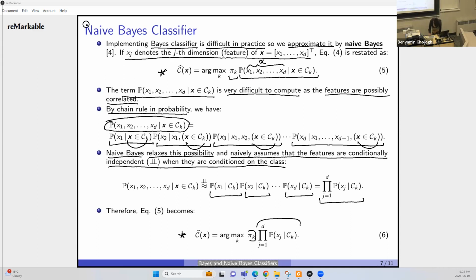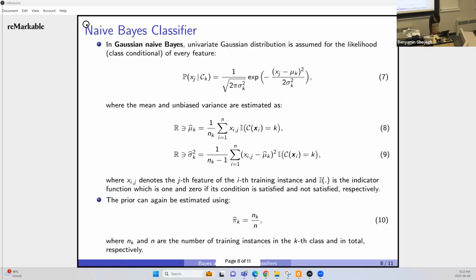And I have pi k here too. Right? Okay, now we have Gaussian naive Bayes too. It is using scikit-learn, sklearn.